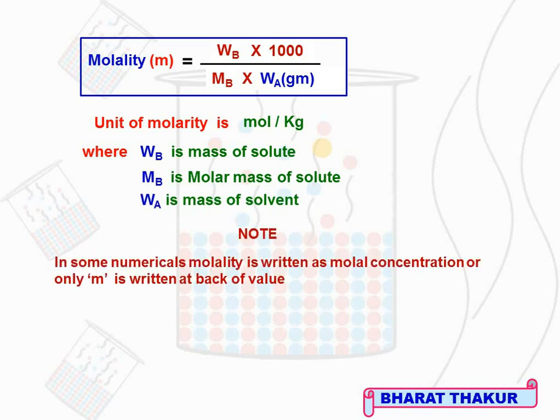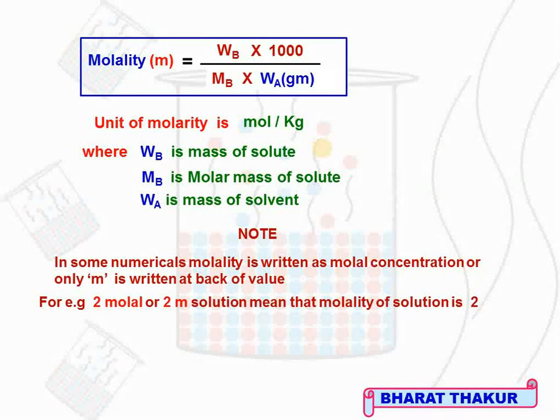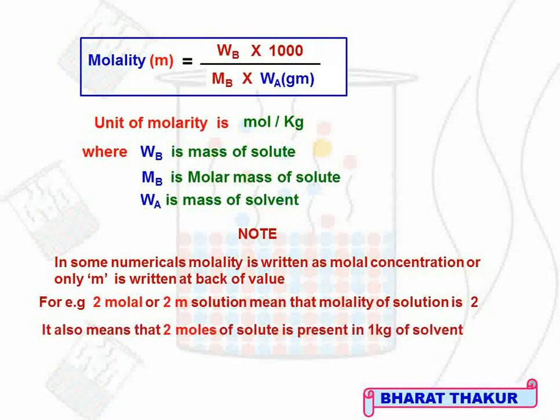Note, in some numericals, molality is written as molal concentration or only small m at the back of the value. For example, 2 molal or 2 small m solution means the molality of the solution is 2. It also means that 2 moles of solute are present in 1 kg of solvent. So by knowing the value of molality, we can identify the number of moles of solute present and the total weight of the solvent. That will also be helpful in the numericals. These points should be learned again.